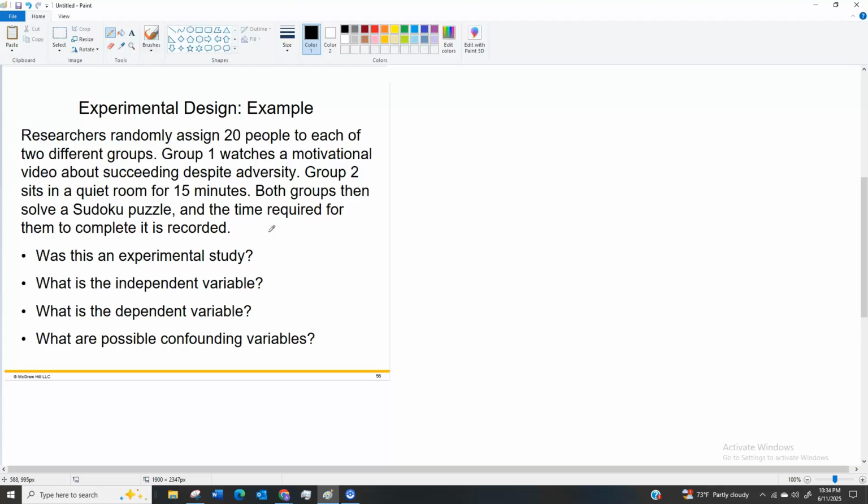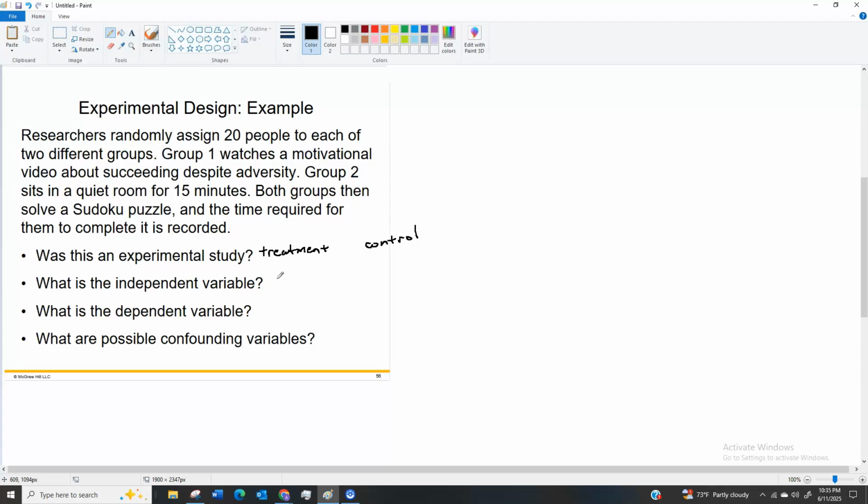And the answer is it is, because you have a treatment group and you have a control group. The treatment group is the ones that watch the video, and the control would be the group that just sat in the room. And then you take those and you see how the treatment affects their time required. So you have your two groups laid out, and everything fits for what an experimental study is.